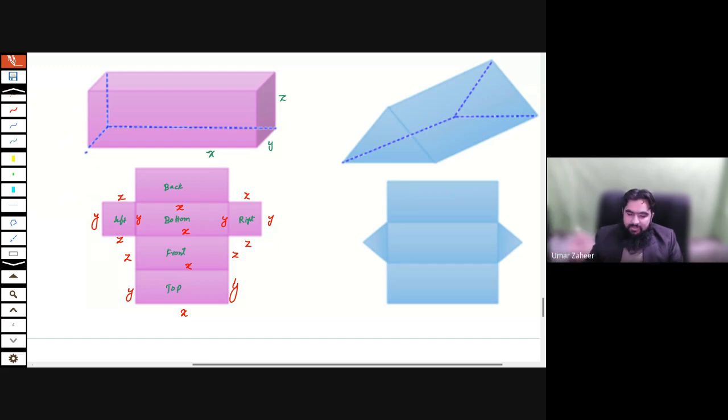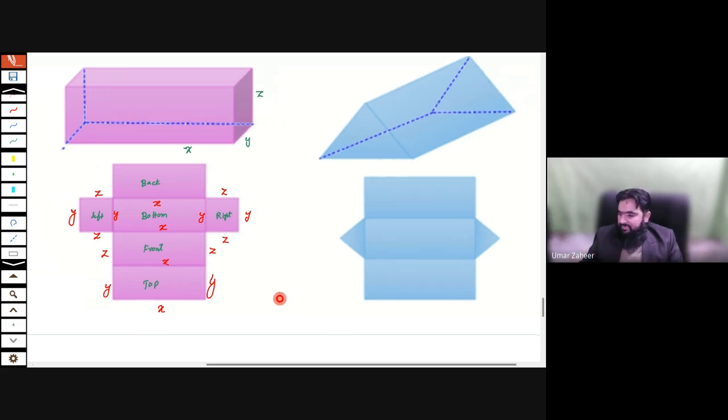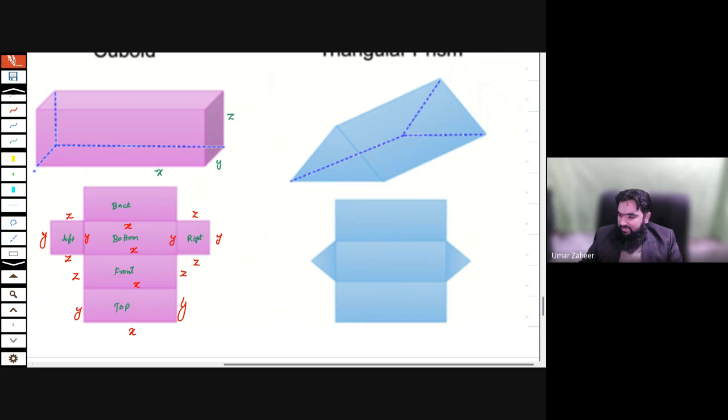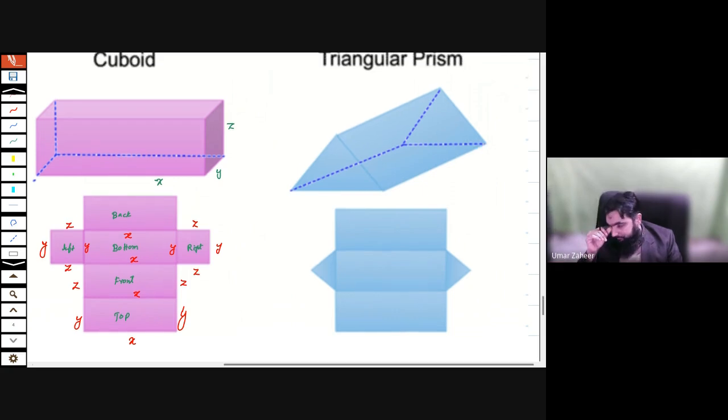The main thing in these 3D shapes is that you have to make the net shape of the solid. All right, look here. Next, we have a triangular prism. In a triangular prism, first of all, you have a base that is going to be here. You can say that it is the left side or the back side. It looks like the left side.